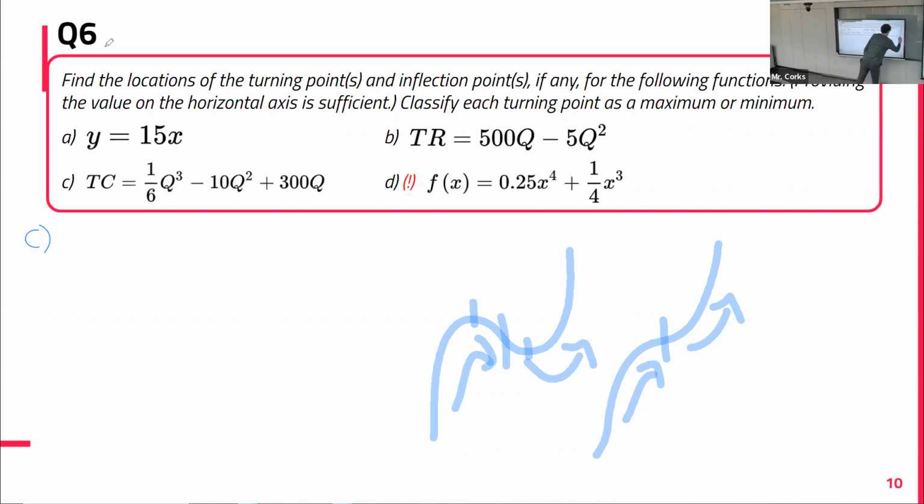And then the last one is the special case where it goes perfectly flat. So we do have an inflection point here because we have curving down to curving up. Slope goes perfectly flat, but it never actually changes to the other direction.